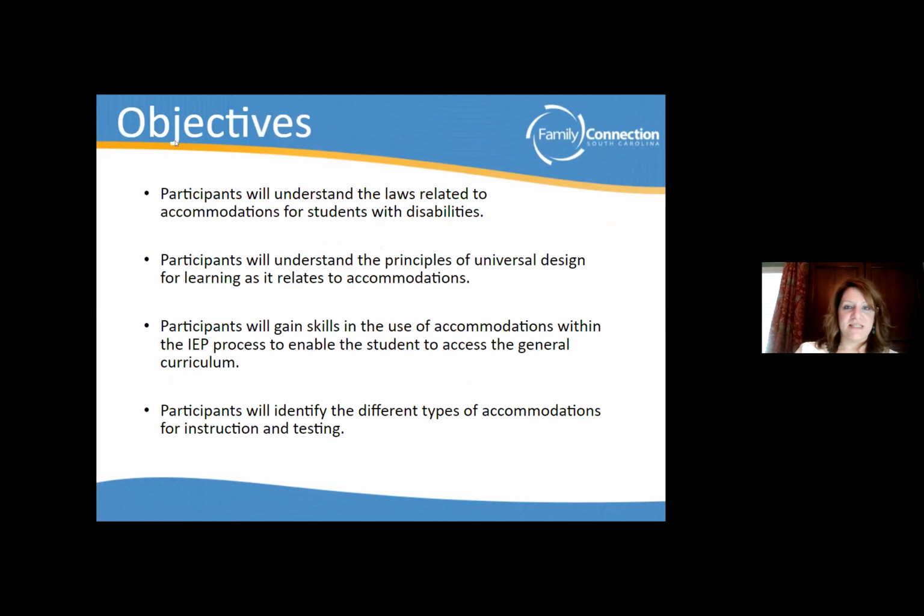Our objectives today are that we will focus on understanding the laws related to accommodations and also the principles for universal design for learning as it relates to accommodations. The participants will gain skills and use of accommodations within that IEP process, and then you'll be able to identify different types of accommodations for instruction and testing. We did a little pre-training poll at the beginning here, and we'll do it again at the end, just to look at what you've learned today, and we'll go through those answers.